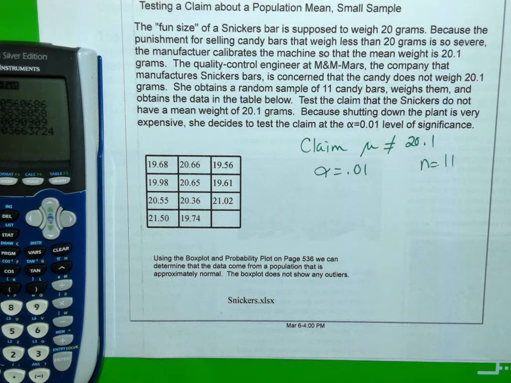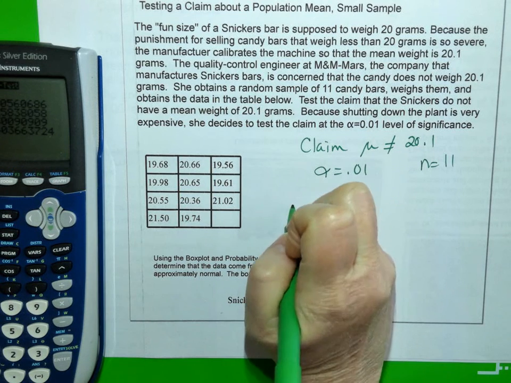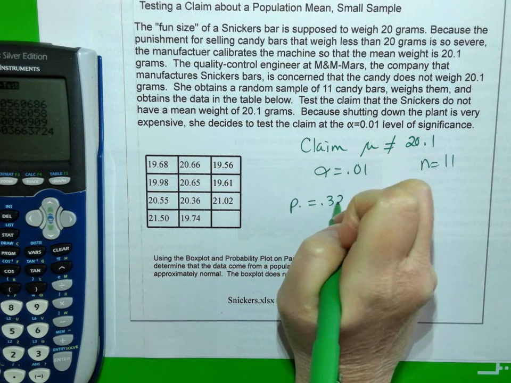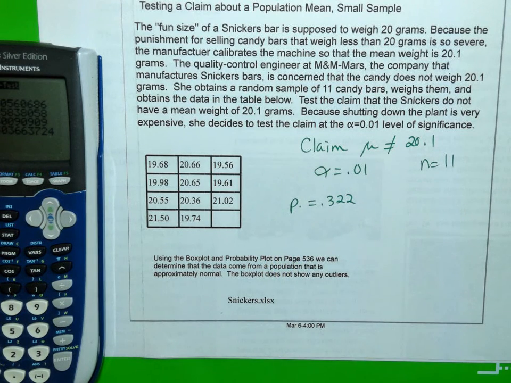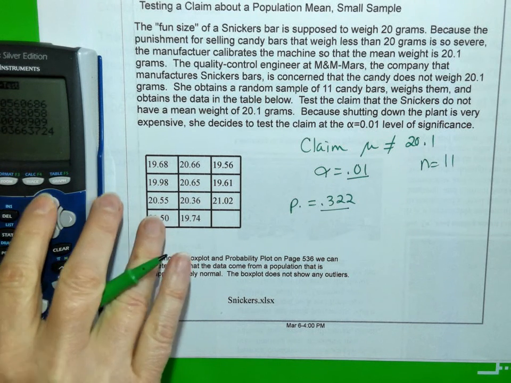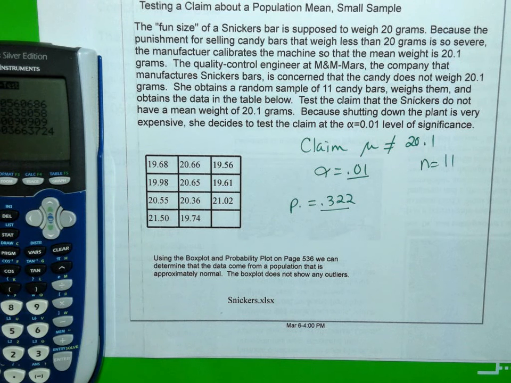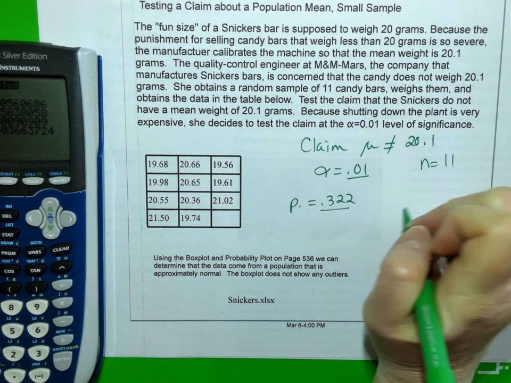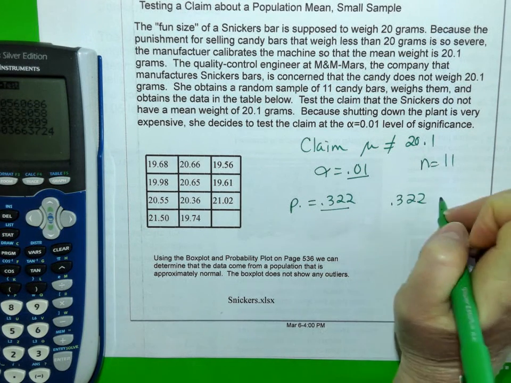All right, I have a p-value of 0.322. I want to compare this to this. I don't see anything else going on here, do you? So what should I do? Should I reject or fail to reject? Fail to reject. Why? Because 0.322 is greater than 0.01.